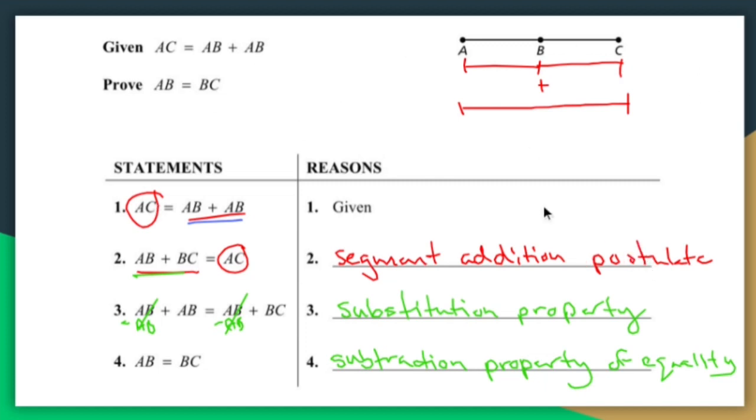And with two-column proofs, again, you're given information, you're told to prove something, and you have to go from step A to step whatever and explain what you did. Oftentimes with segments, we're going to have to do segment addition postulate, oftentimes substitution is involved. And in this case, we had subtraction too.